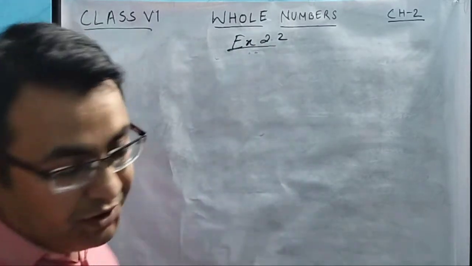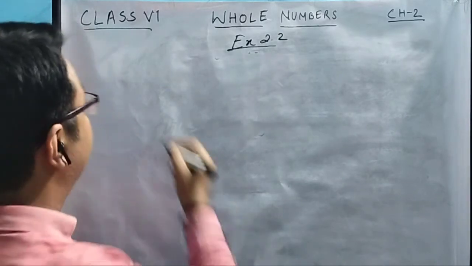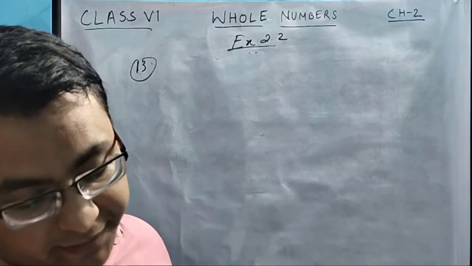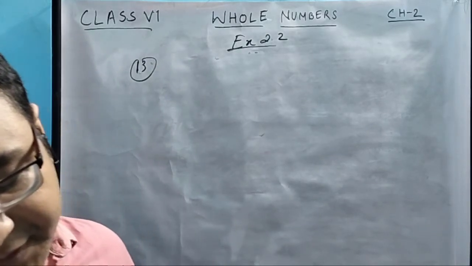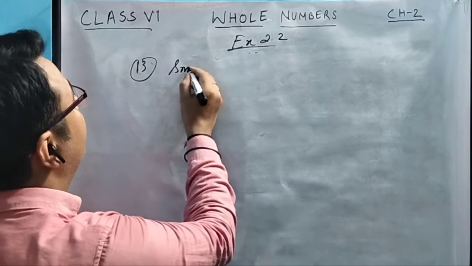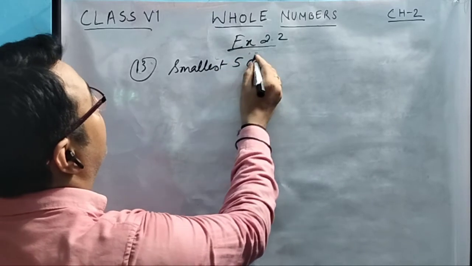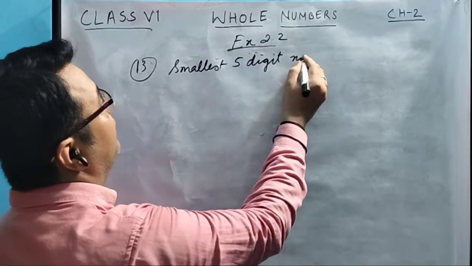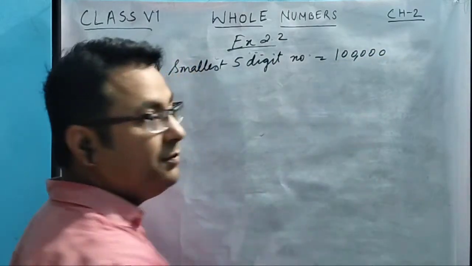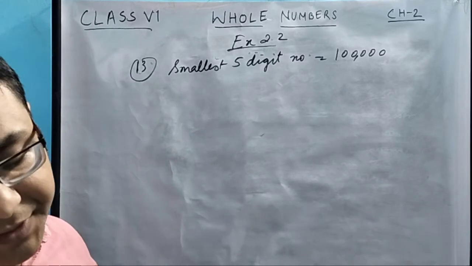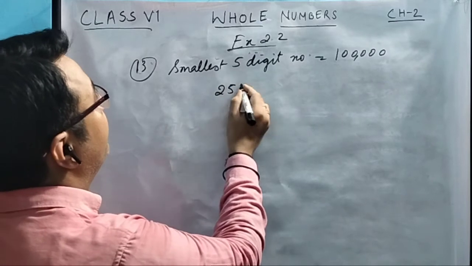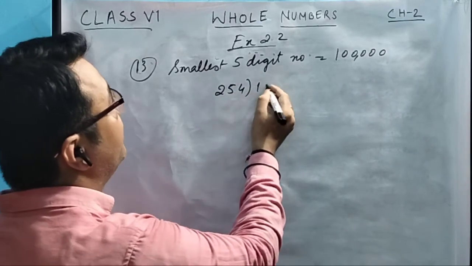Now we are going to take question number 13. Question number 13 is saying find the smallest 5-digit number which is exactly divisible by 254. So smallest 5-digit number, it will be 10,000. This is the smallest 5-digit number. And we have to find the smallest 5-digit number which is exactly divisible by 254. So let us divide this smallest 5-digit number by 254.